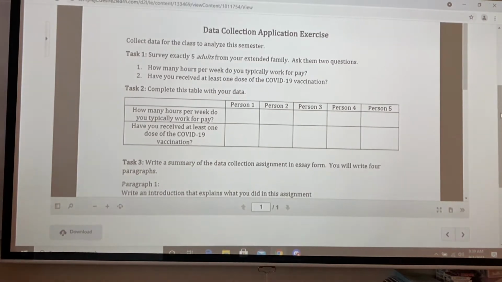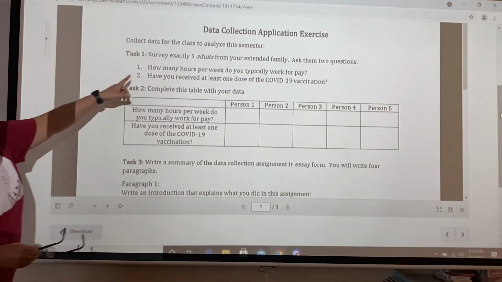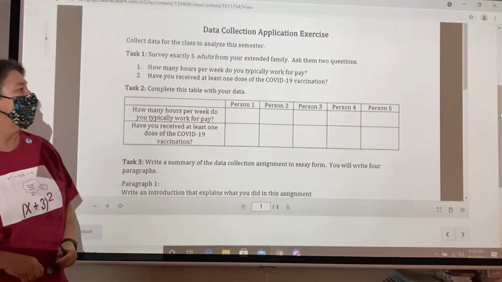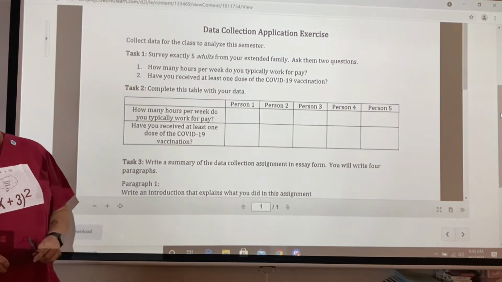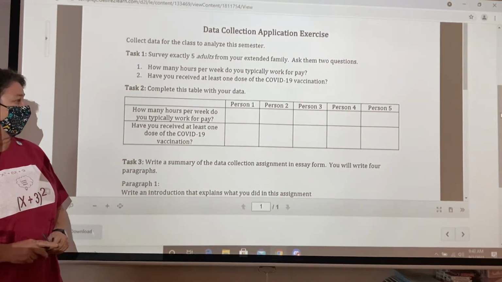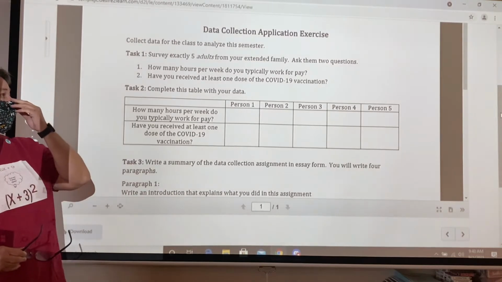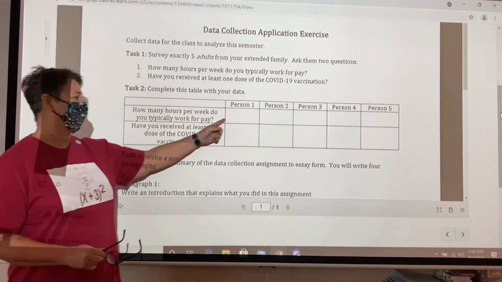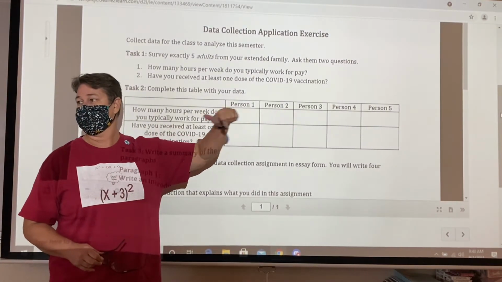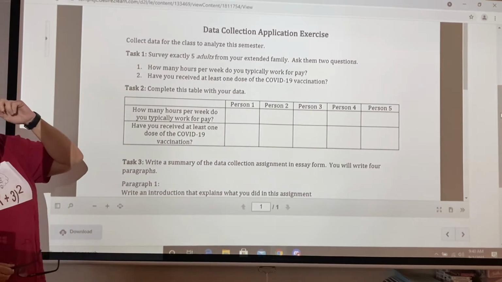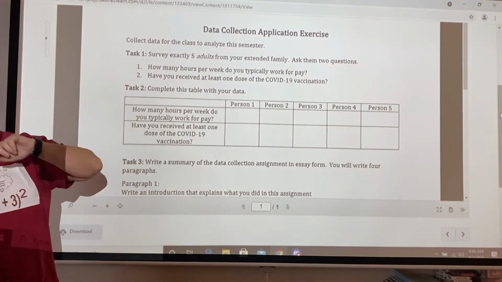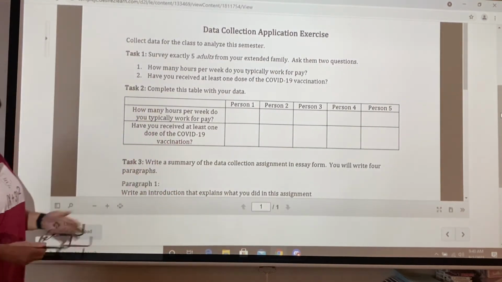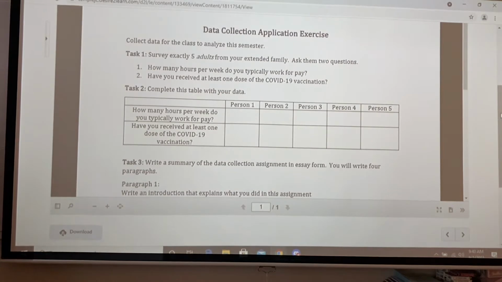So, here's what you're going to do. You're going to survey exactly 5 adults from your extended family. And you're going to ask these 2 questions. So you need to find 5 adults to ask these 2 questions. How many hours per week do you typically work for pay? You're going to tell me their answers in here. And then, have you received at least 1 dose of the COVID-19 vaccine? And you're going to put their answers in here. So just ask 5 people, and we're going to collect that data.